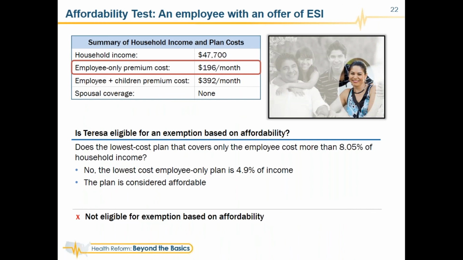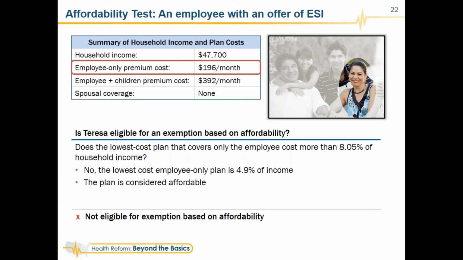So what we would do on the tax side is we would go individually through each member of the family to determine what exemption, if any, they would be eligible for. So is Teresa eligible for an exemption? Well, for her, we would look at the lowest cost self-only employee plan. And because it only costs 4.9% of income, we would say the plan is affordable. She's not eligible for an exemption on the basis of affordability.